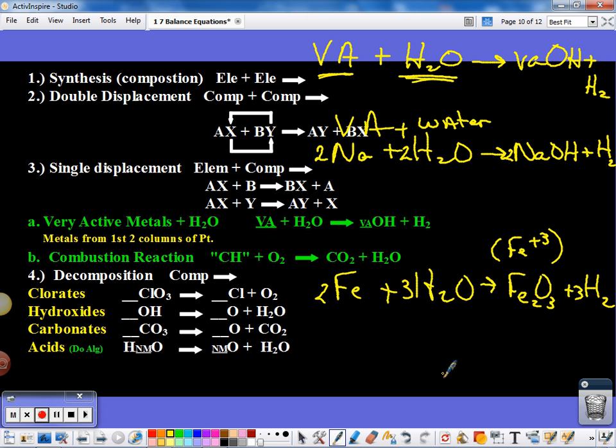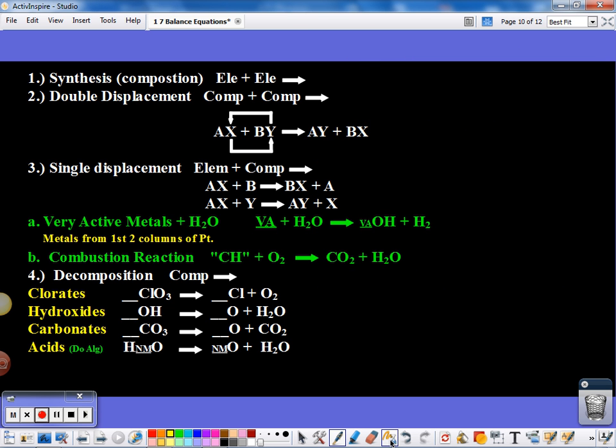Now, the other exception, you don't even get a compound and an element. When you have a combustion reaction and you have a CH plus oxygen as reactants, you're going to produce the same products every time. You're going to produce CO2 and H2O every time.